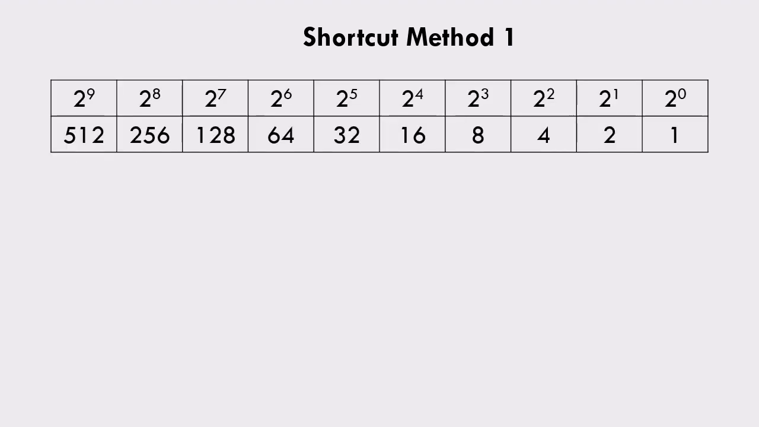The first shortcut method is to write down all the binary weightages from right hand side in tabular form starting with 2 raised to 0. So we start from 2 raised to 0 up to 2 raised to 9. Below each binary weightage we write its equivalent, that is 2 raised to 0 is equal to 1, 2 raised to 1 is equal to 2, 2 square is equal to 4. In this way up to 2 raised to 9 is equal to 512.